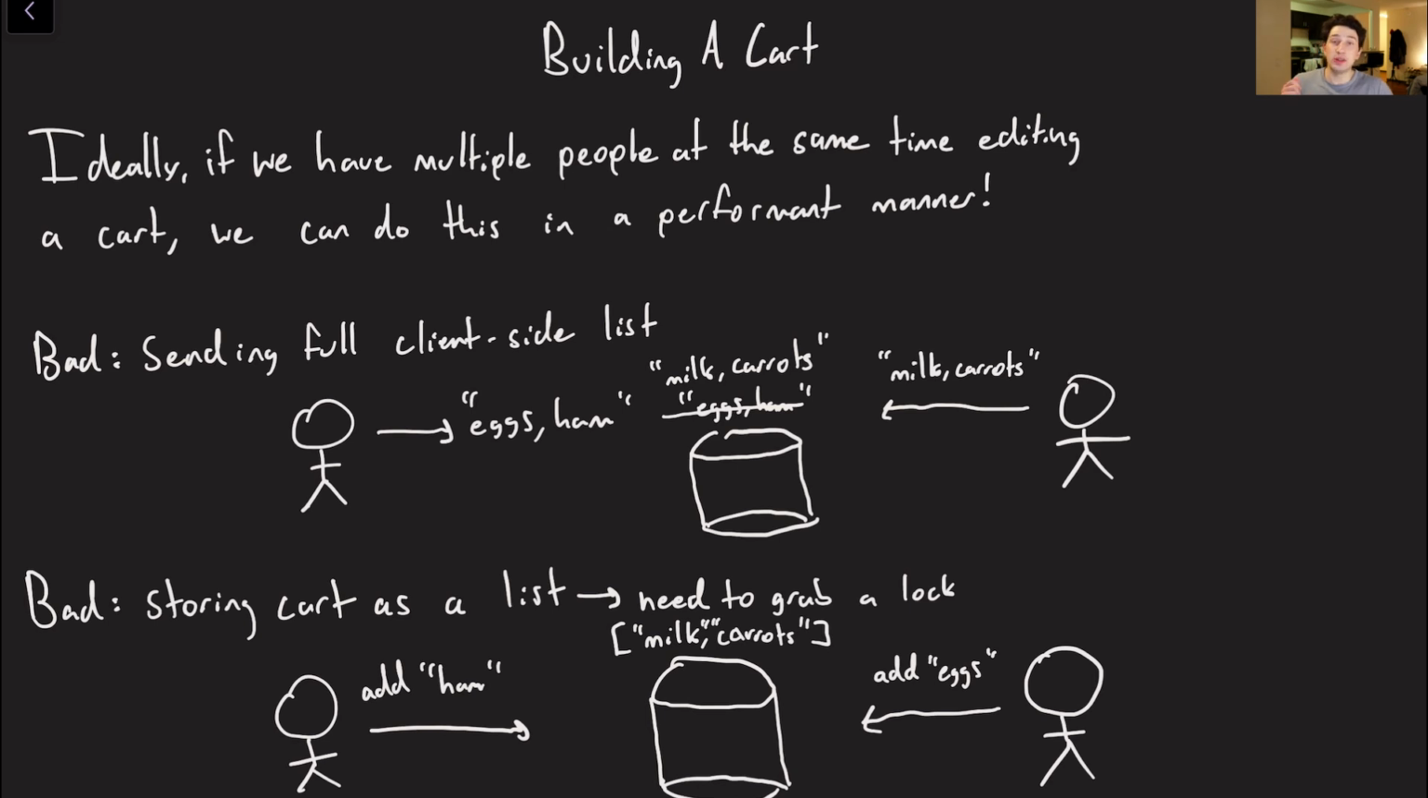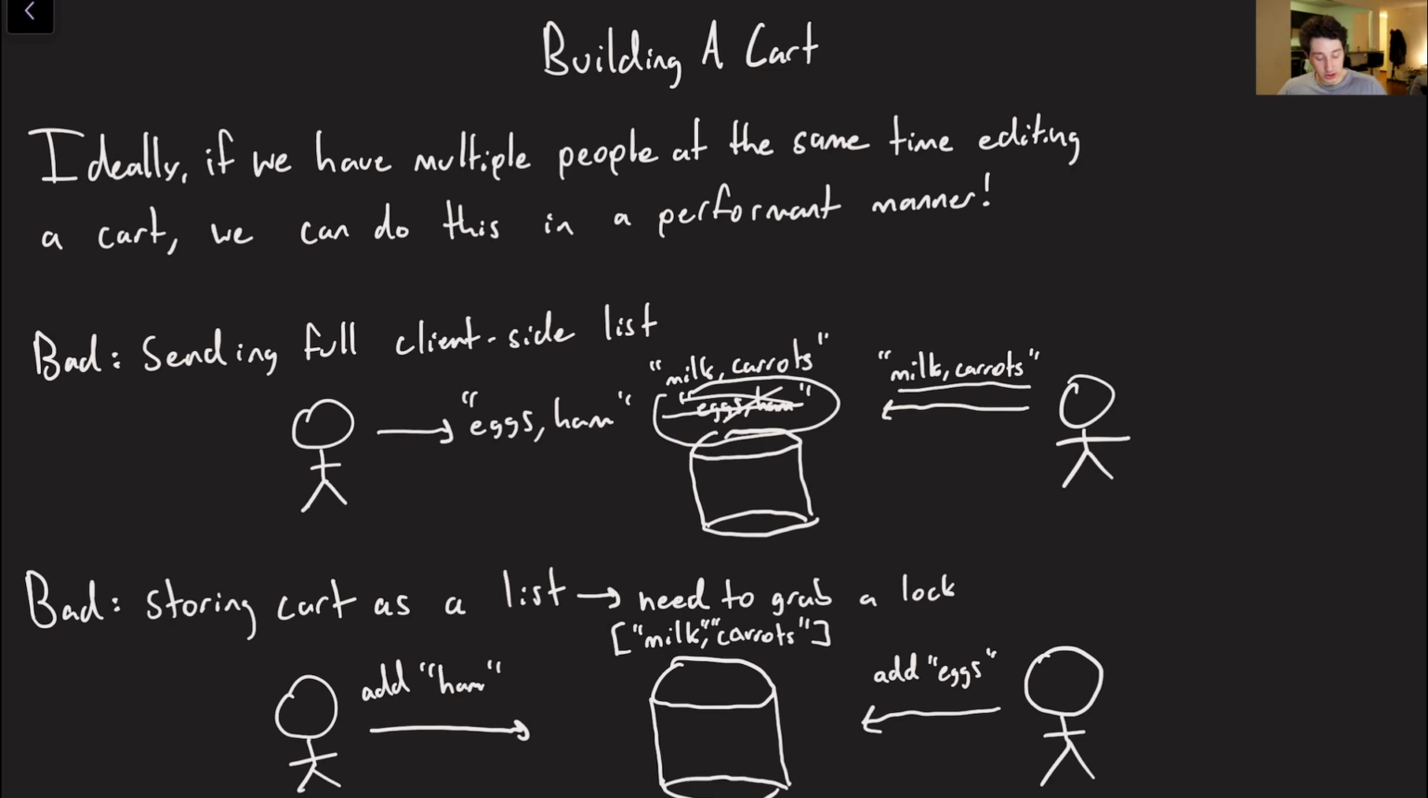Cool. So what would be a really bad implementation? Well, it would be taking the full list that you have in your JavaScript front-end application and just sending that over to the database and overwriting the existing cart with it. Why? Well, for starters, if two people write at the same time and one isn't aware of the other's write, one is just going to override the other. So if we already had eggs and ham in the database, and then this guy writes milk and carrots, that's just going to completely get rid of it. That would be bad. We don't want to step on each other's toes like that.